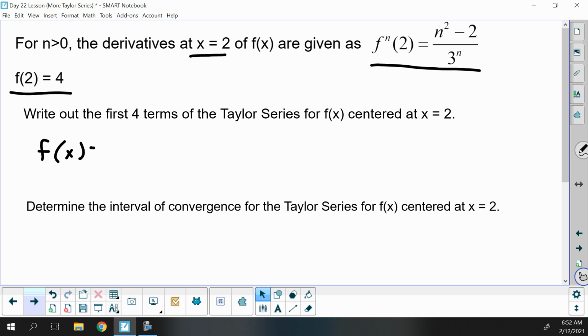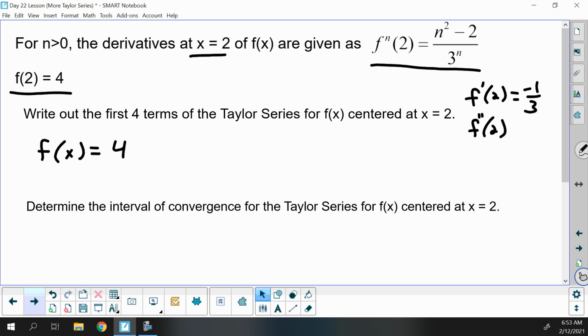So f of x, we're going to start with 4. And then we're going to need our first derivative. So if we sub in 1 here, 1 squared is 1, minus 2 is negative 1. 3 to the first is 3. So our first derivative at 2 is going to be negative 1/3. If we want 4 terms, we're going to have to get out to the third derivative term. So let's maybe just go and do those all right now.